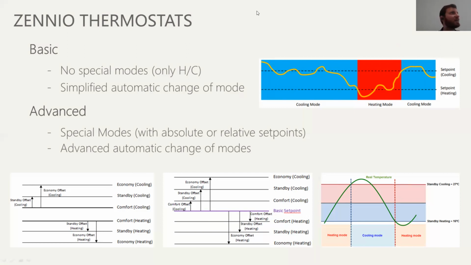So just to go a bit through it, when you define an advanced thermostat with absolute set points, you will have, okay, I define my set point for cooling and heating in the comfort mode. And then I have an offset for standby and an offset for economy in cooling, and an offset for standby and an offset for economy in heating.